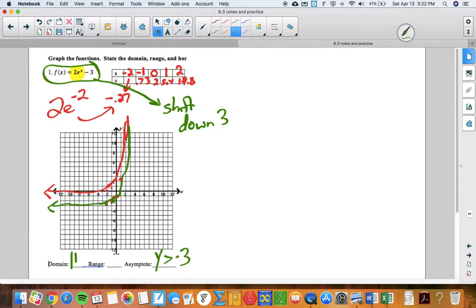The domain is all real numbers. You can punch any tiny number in, any negative number, or any big positive number in. The range is going to be y is greater than negative 3. I got ahead of myself on that range. I was trying to answer the range when we'll want to write that our asymptote is at y equals negative 3. That means the y values will be, in this case, greater than negative 3.